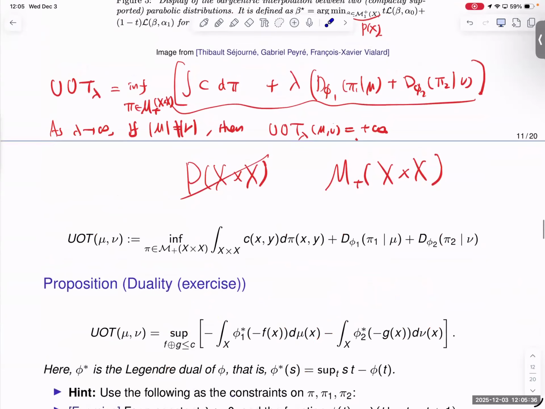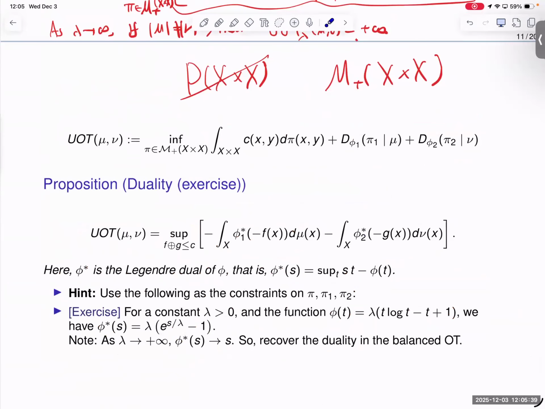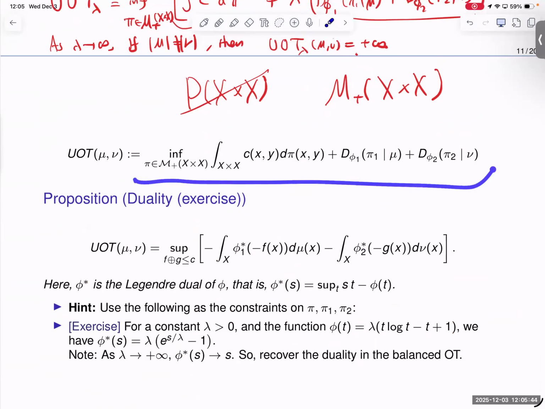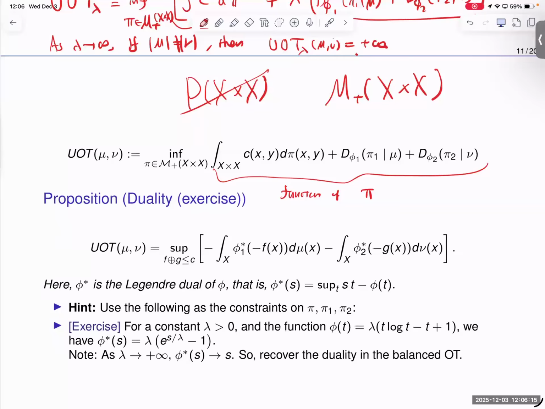Okay, so one of you asked about duality. Now, it is a nice exercise to do. This convex optimization problem has its dual problem. So the infimum becomes a supremum in the dual. And then what should be the dual decision variables? Your objective function here, let's say this is the primal objective function. This is a function of what? A function of pi, of course.